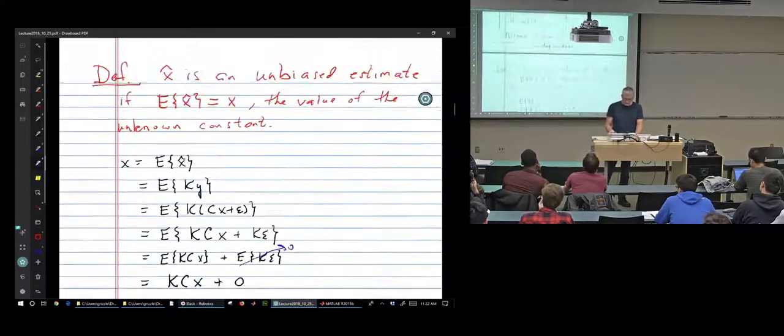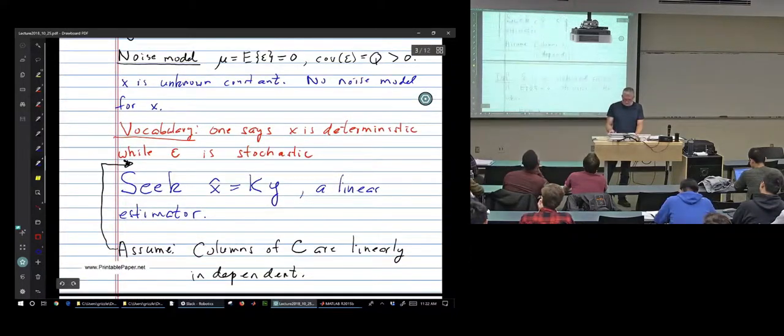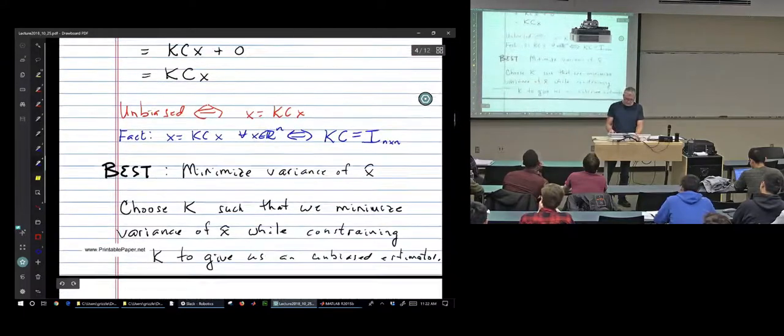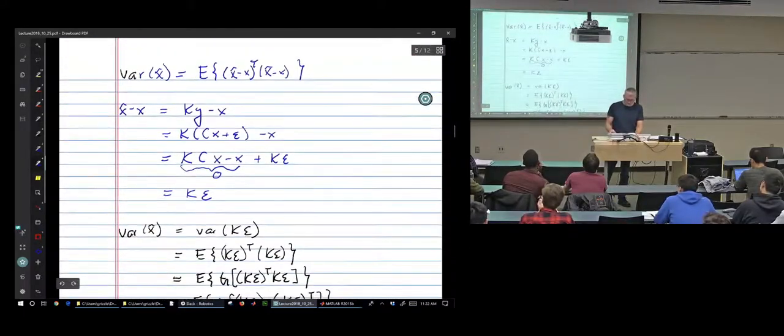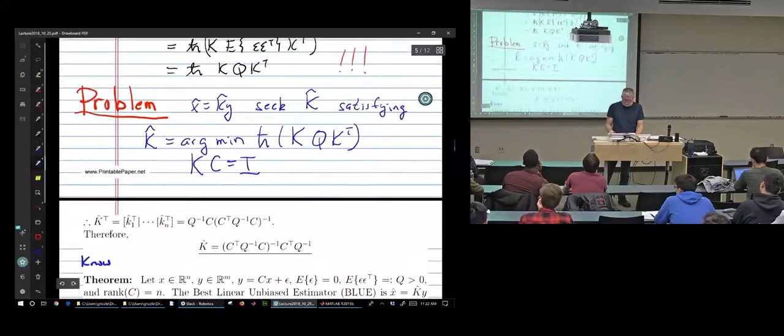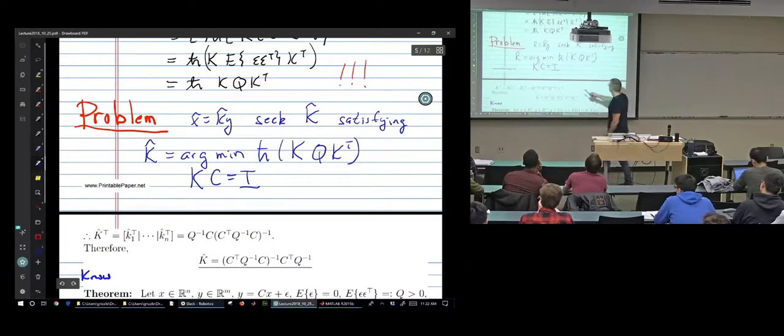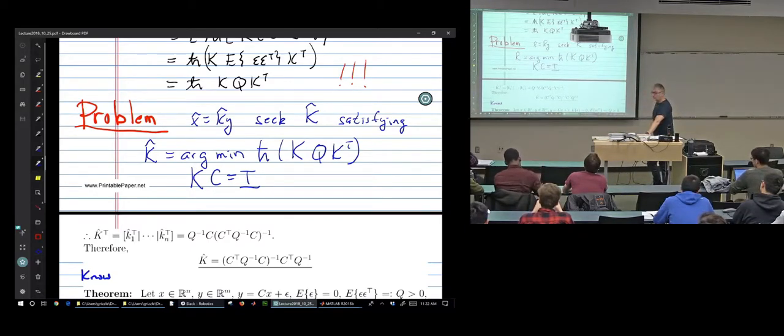Okay, so best linear unbiased: linear, x hat is K times y; unbiased, KC equals identity; best, minimum variance, okay? And our problem is, this is the variance of our estimate, minimize that subject to this. So let's see why that turns out to be an underdetermined estimation problem. Okay? Questions before we start on that little adventure? Works? Okay.